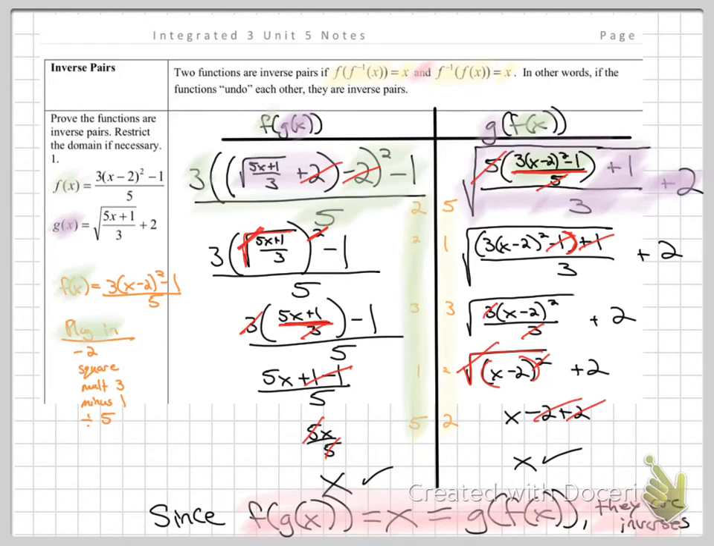You could do that same thing for g of x to do the right side of the table. If you look at the equation for g of x, first you multiply by 5, and I cross the 5s out first. Then you add 1, and I cross the 1s out second. Then you divide by 3, then you do the square root, and then you add 2. So it's the same order as the order of operations for the function itself.